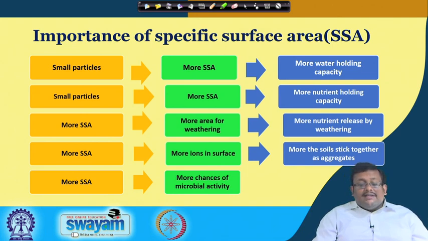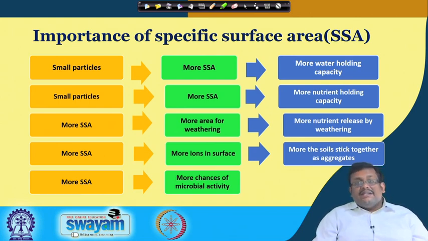Also, due to the small particle size and the higher specific surface area, you will see more nutrient holding capacity, as we can see generally in case of clayey soil. Also, due to the higher specific surface area, you will see more area for weathering, and obviously more nutrients released by the weathering. So, this is another importance of specific surface area. Another importance is that when there is a higher specific surface area, obviously there will be more ions on the surface, and the soil will stick together more as an aggregate.